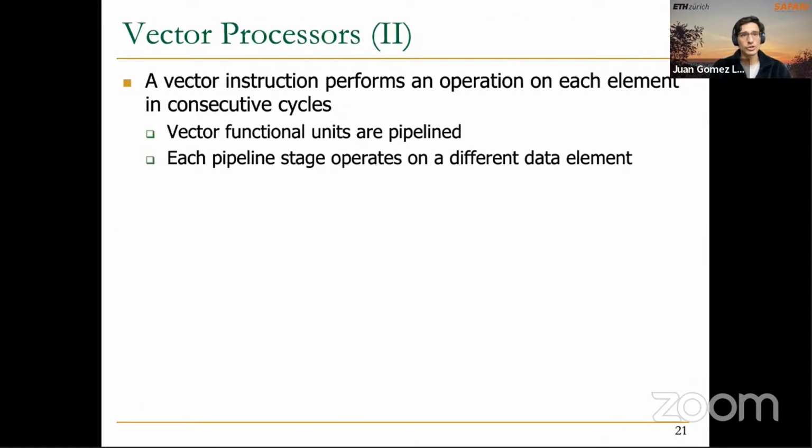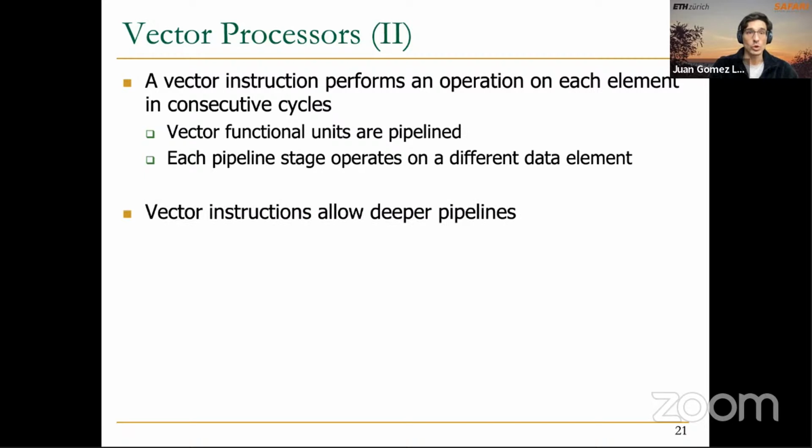Okay, so a vector instruction performs an operation on each element in consecutive cycles. Vector functional units are or can be pipelined. We are going to assume that they are pipelined, and we are going to show how to pipeline the execution here. And each pipeline stage operates on a different data element. So the good thing of vector instructions is that they allow deeper pipelines, because usually we are also going to have relatively long vectors. Until now, we have been talking simple examples with 4 processing elements, for example, or 6 processing elements. We will usually have more.